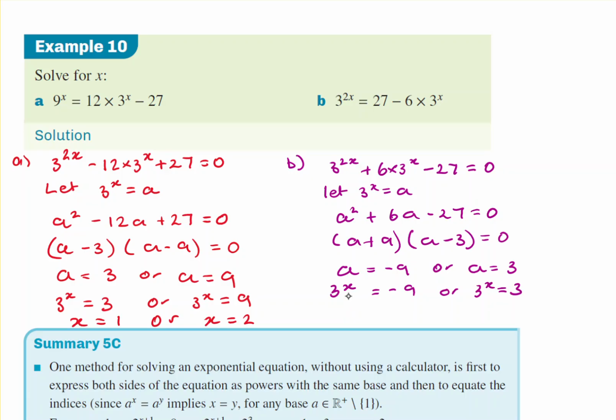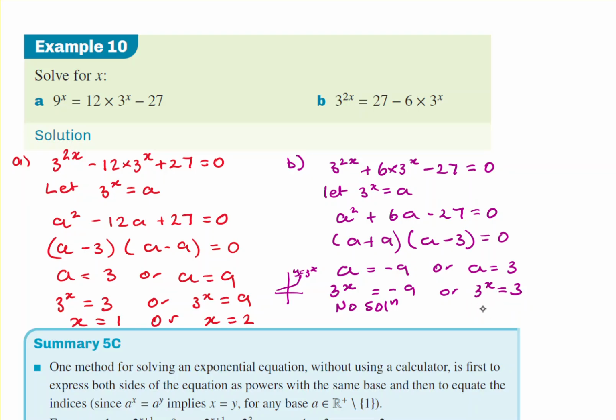So in this particular one, what power do you need to raise 3 to get negative 9? And the answer, of course, is that there's no solution, because if you graphed 3 to the x, it's always positive, right? So that's y equals 3 to the x. So that graph is always above y equals 0. So that means that there's no solution. And that's why they've given this example, because you don't always get two solutions. So that one's got no solution.